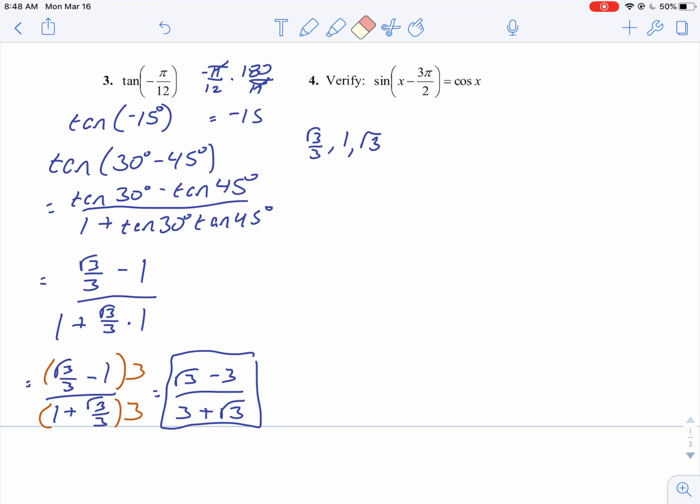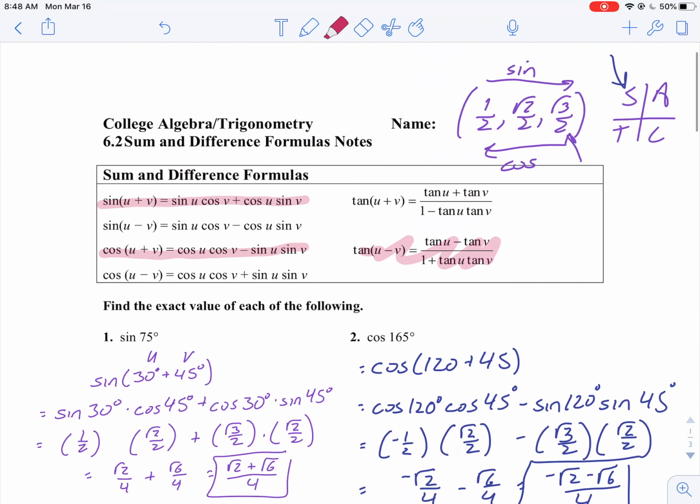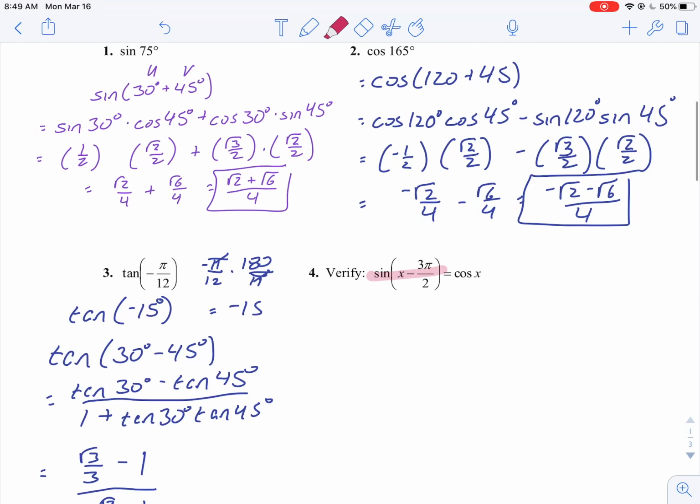Lastly, we're going to verify an identity, which we just took a quiz on in our last section. They want us to verify that the sine of x minus 3 pi over 2 is equivalent to the cosine of x. So in this expression, I have the sine of the difference of two values. If I go to my formulas up top, I'm going to use this second expression. So the sine of u minus v is the sine of u cosine of v minus cosine of u sine of v.